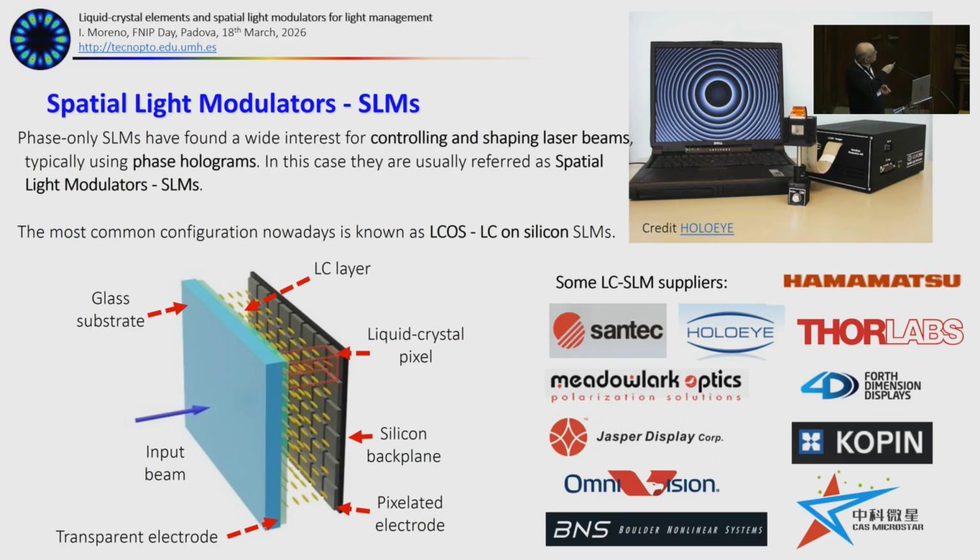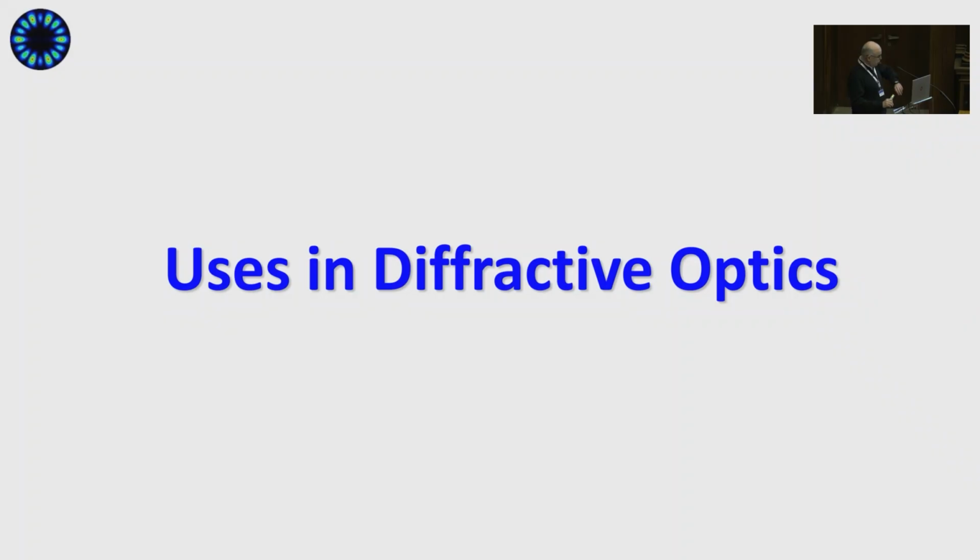The liquid crystal material is in this thin layer. The back are the pixels where we control the voltage, and through the reflection of the light, we can control this light beam. These are some of the suppliers that we have nowadays. They are growing. New suppliers are now entering the market. These are the ones that I have been working with in my trajectory.